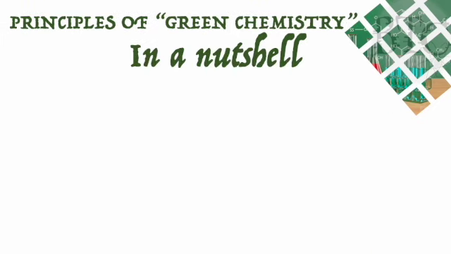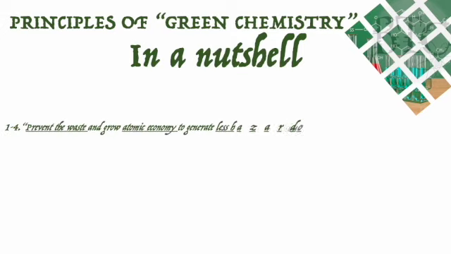Before saying goodbye, let's have a quick revision of all the 12 principles of green chemistry in a nutshell through these mnemonics. Principle number 1 to 4. Prevent the waste and grow atomic economy to generate less hazardous chemical synthesis by using design of safer chemicals.